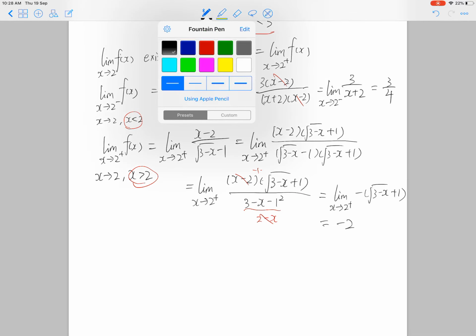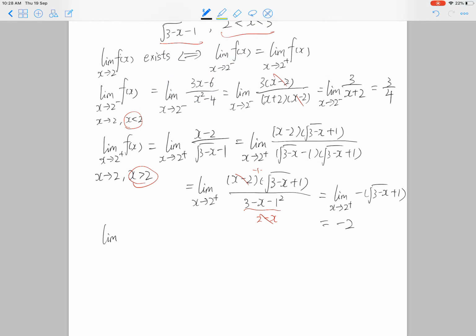So now, your limit from the left is not equal to the limit from the right. So your conclusion is the limit of f(x) when x is approaching 2 does not exist. Does not exist. Okay.